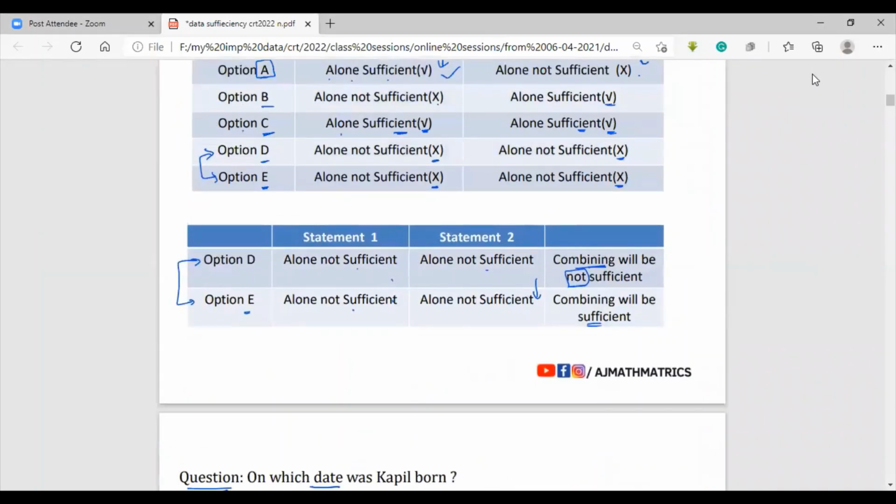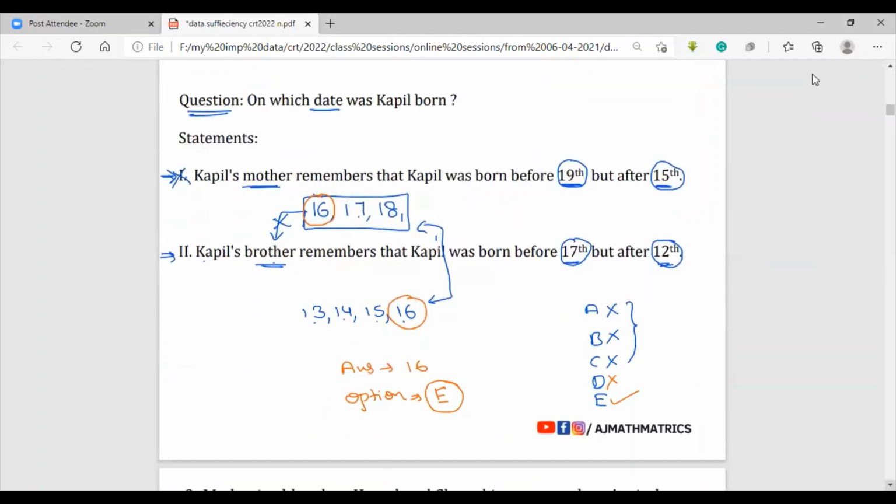Again check it. The D, E difference is, if you combine them and it is still not sufficient, that is D. If you combine them and it is sufficient, that is E. So am I clear, guys? Why am I explaining this much? Because in further questions you may get confused. So that's why I'm explaining this much for the first question.